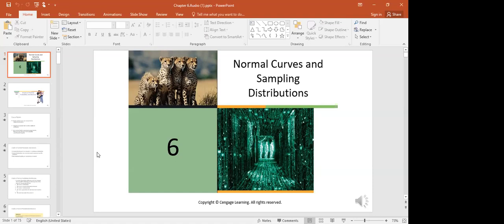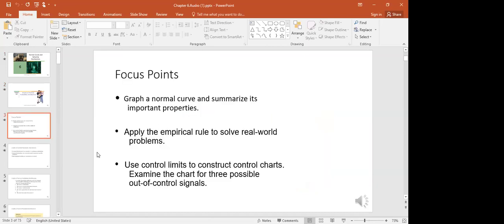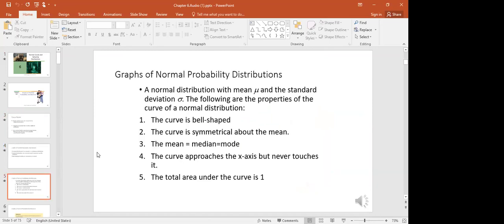So in chapter 5, we learned about discrete distributions in general, and a special case, the binomial distribution. In this chapter 6, we are going to learn about a special type of distribution called the normal distribution. The normal distribution is an example of a continuous probability distribution, while the binomial is an example of a discrete distribution.